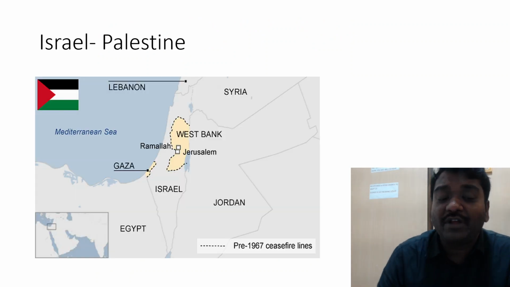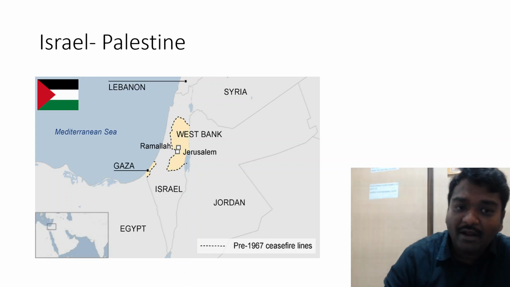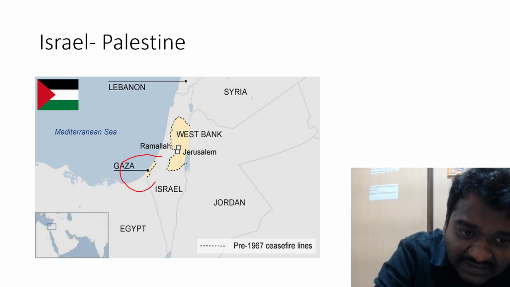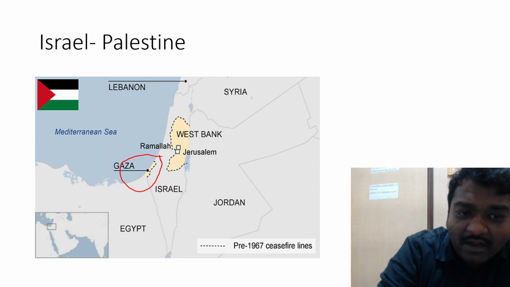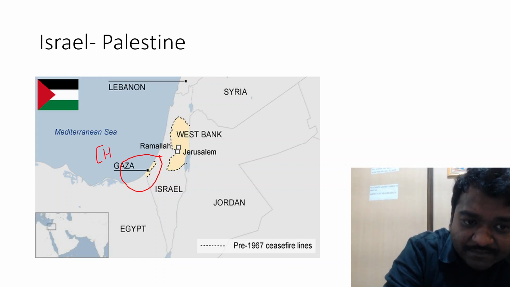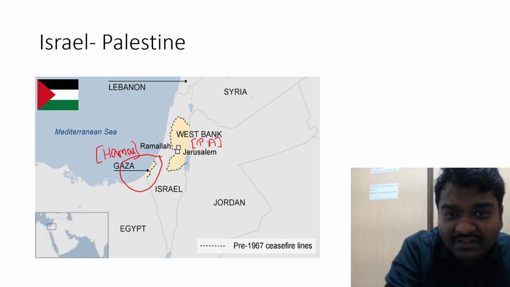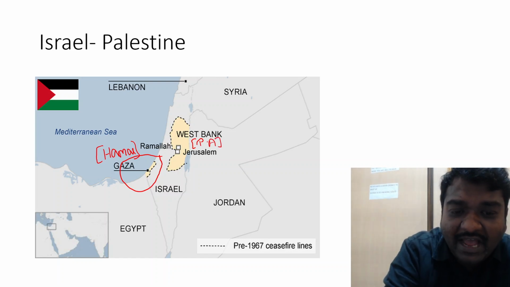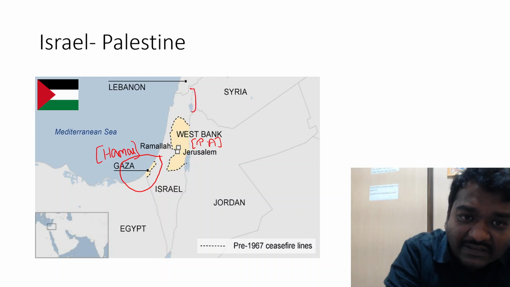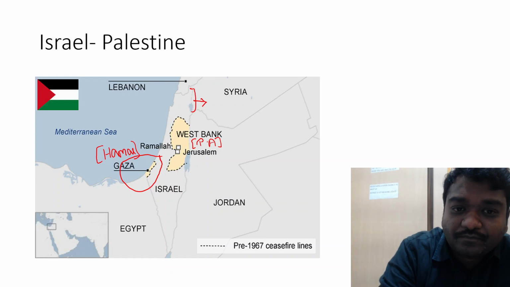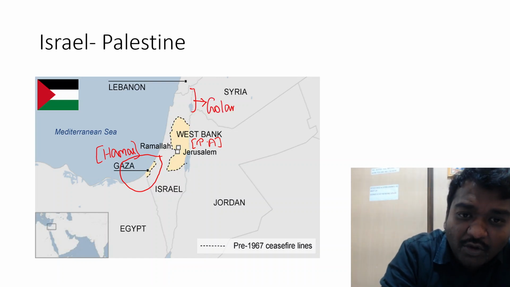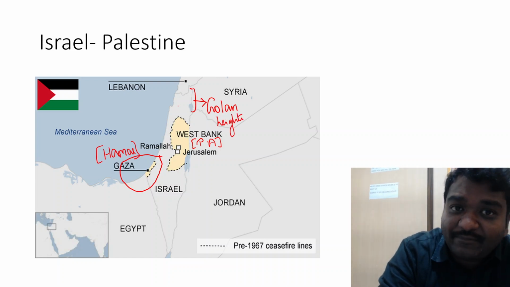You're all aware about the Israel-Palestine issue that is going on, and that is occurring near Gaza. See guys, Gaza is under the control of Hamas. West Bank is under the control of Palestinian Authority. In this particular part, they normally have what we call Golan Heights. Golan Heights was actually part of Syria, and Israel captured it. Later US also said it is part of theirs.